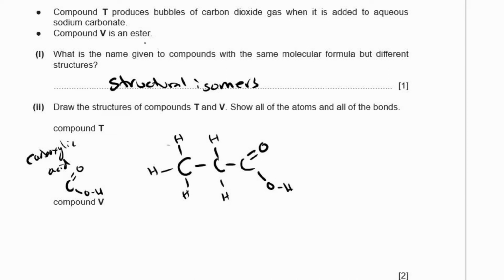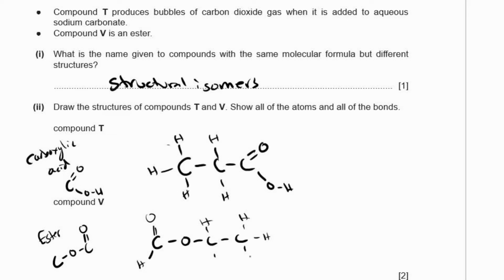Compound V is an ester. So an ester has a COC, and on one of the carbons, there's a double bond O. So we have 2 things we can do. We can go COCC and put a double bond O here. And we remember we need 4 bonds, 1, 2, 3, 4, so that would be an H. And these have to all add up to 4. H, H, H, H, H.